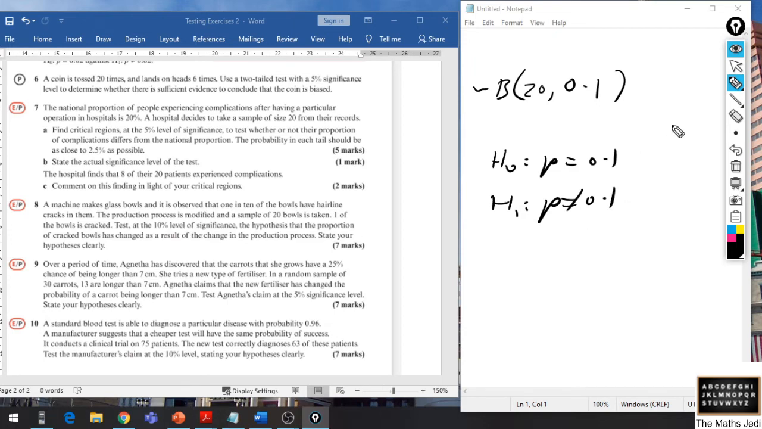That's 5% either end. So that's going to be 0.05 that we're focusing in on. And the 20, 0.1, we can read it from the tables where that's going to be. So we're looking at that particular idea. So let's pull up the tables once again.